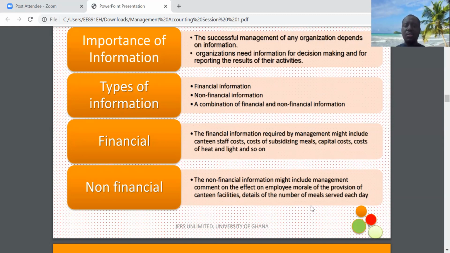So examples of financial information might include cost of heating, cost of lighting, capital cost, etc. Then you also have non-financial. The non-financial information might include things like a management commentary on the effect on employee morale when, for example, canteen facilities are provided. That is non-financial in nature. So, for example, if management decides to build a canteen for their organization, what is the effect of that on employee morale?